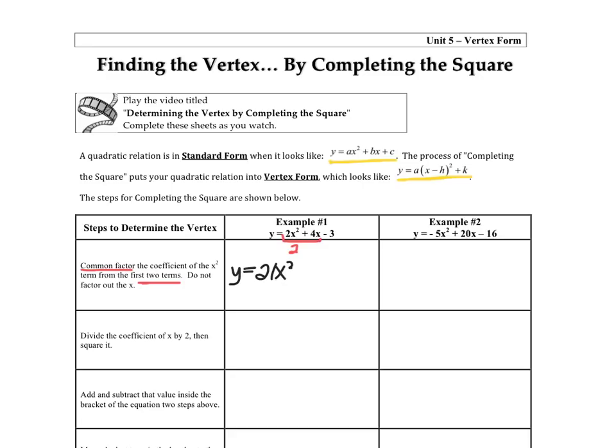Keep that common factor in front, and then I'm left with x squared, and then 4 divided by 2 is 2, so I have 2x. I close my bracket, and I keep my minus 3. I'm going to highlight this: do not factor out the x.